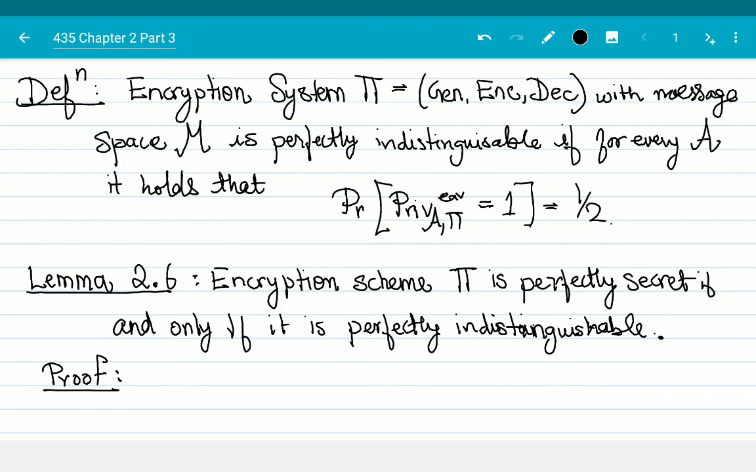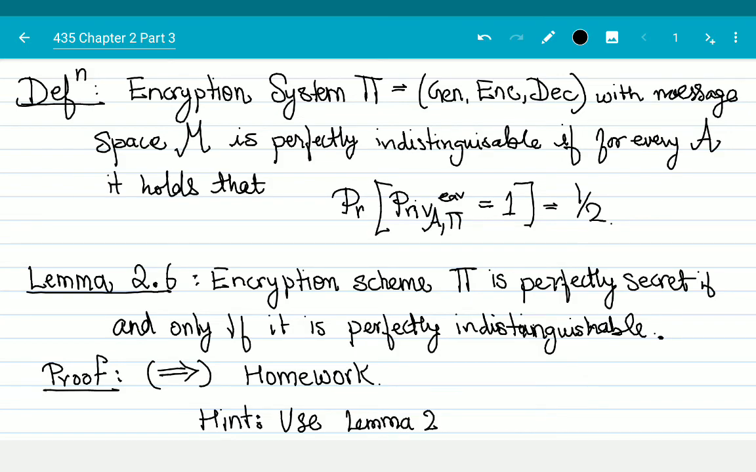One way is much easier than the other. Okay, so I am not going to prove that if it is perfectly secret, it is perfectly indistinguishable. Homework. Okay, I will give you a hint. Use lemma 2.4.